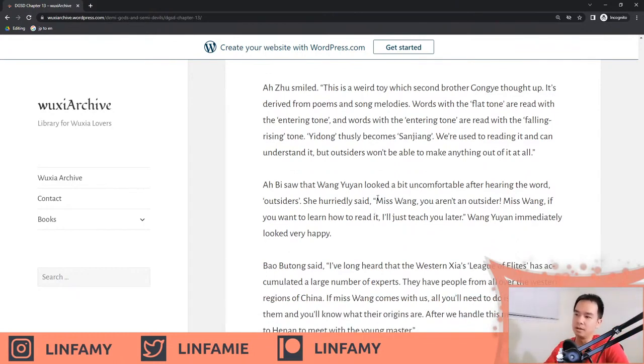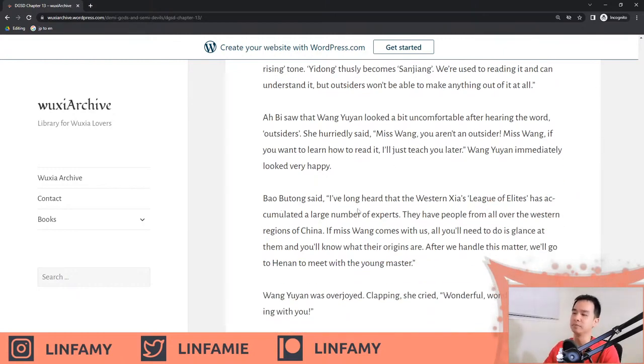Abi saw that Wang Yuyan looked a bit uncomfortable after hearing the word outsiders. She hurriedly said, "Miss Wang, you aren't an outsider. Miss Wang, if you want to learn how to read it, I'll just teach you later." Wang Yuyan immediately looked very happy.